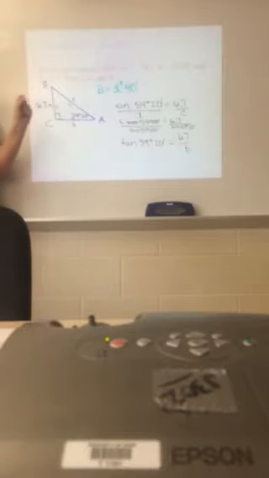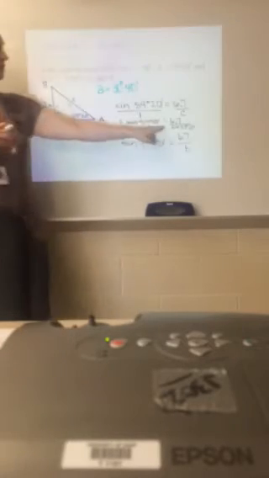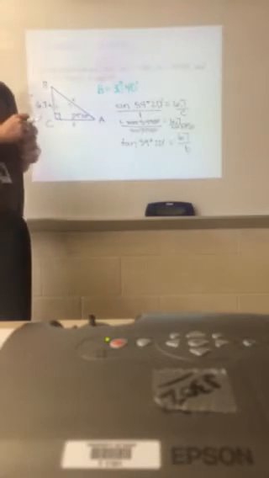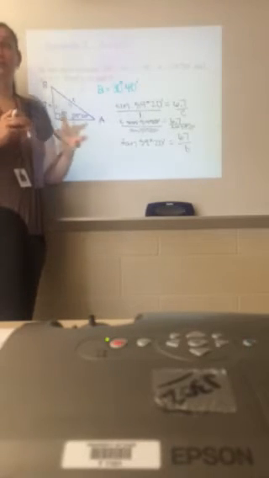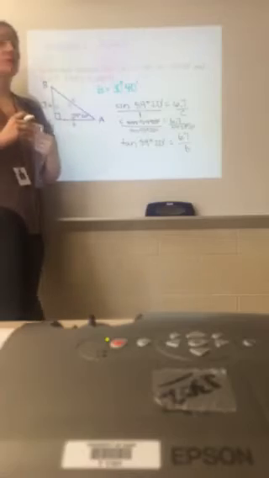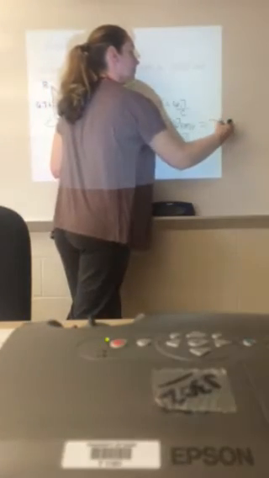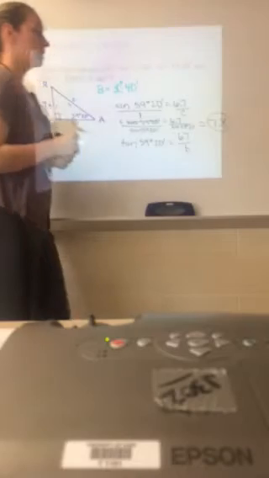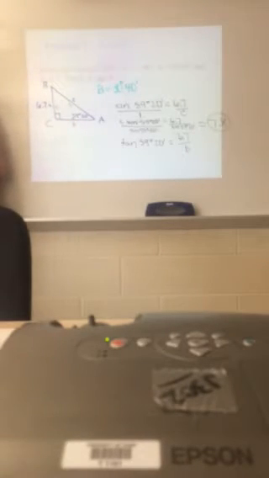Alright, when you put this into your calculator using DMS form, what do we get for side C? Anybody? 7.8. 7.8. If you didn't get it, try it now.